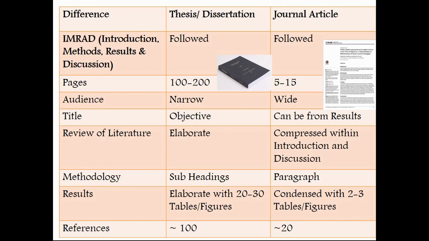To summarize, this is my entire glimpse of the slide. When you are going to convert a thesis article to a journal article, you have to understand that the IMRAD style remains the same for both types of scientific reporting. Pages will be reduced, audience will be increased in a journal article, references will be reduced, and results size will be reduced. Methodology subheadings are converted into a paragraph. Then the review of literature, which occupied almost one third of your thesis, will be compressed into a few paragraphs.